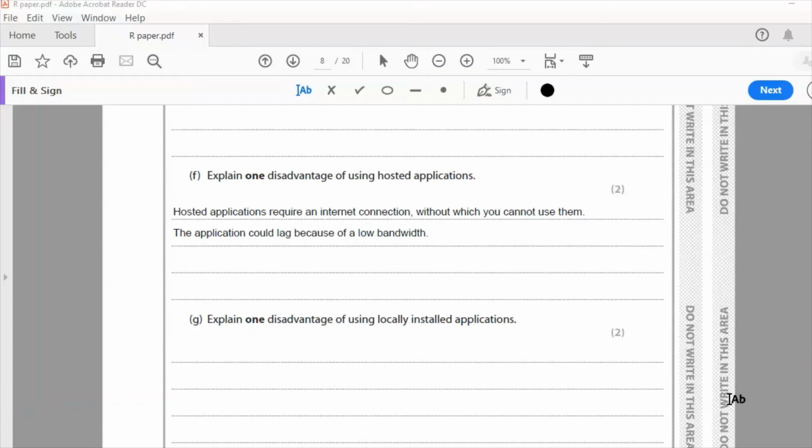So here's my answer. Hosted applications require an internet connection, without which you cannot use them. Application could lag because of low bandwidth. So I've got 2 there. You need to pick 1. You only need 1.